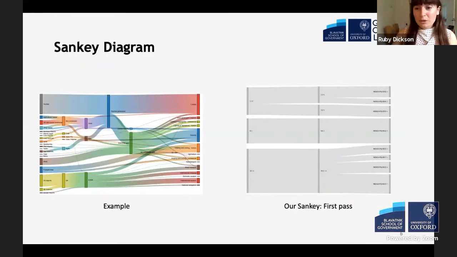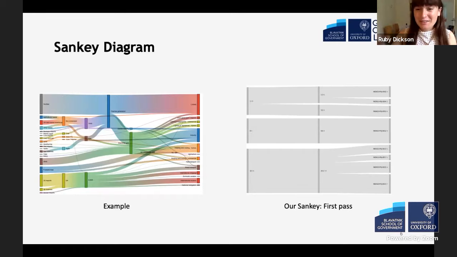And we thought that a really good way to show this kind of information would be a Sankey diagram. On the left is an example Sankey diagram. I think this one shows energy flows and what they are ultimately used for. It's a really useful way to show what you start out with and what those filter into, in terms of the volume of things that you ultimately get. So it seems like a useful way to present this information.